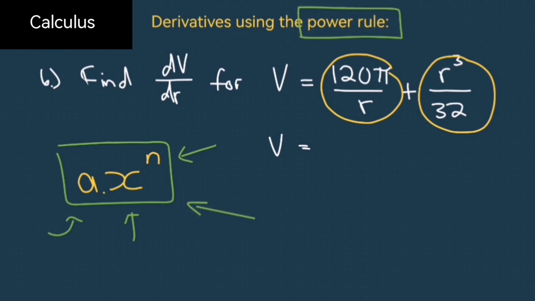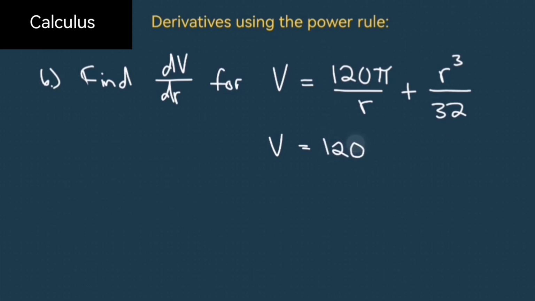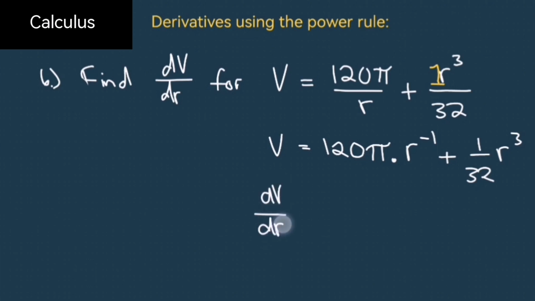because we have the power rule to deal with things that look like this. So for our first term, we can rewrite that as 120 pi multiplied by r to the power of -1. The exponent was +1 in the denominator, but once you take this to the top, it becomes r to the power of -1. And for the next term, we can write that as 1 over 32 multiplied by r to the power of 3. Because r to the power of 3 is already in the numerator, we can simply separate it from the fraction 1 over 32.